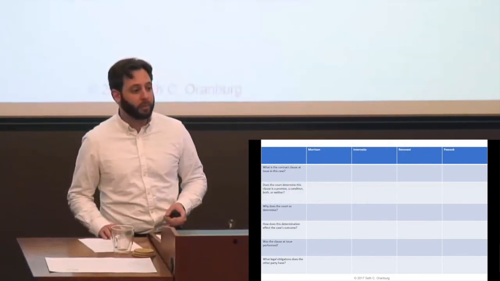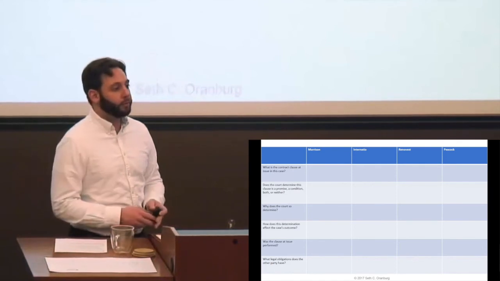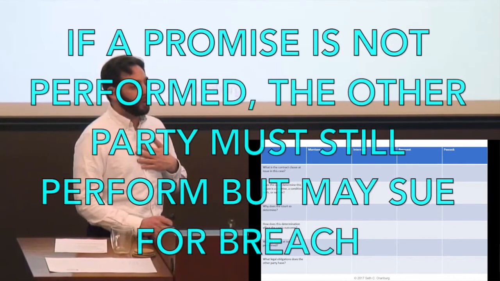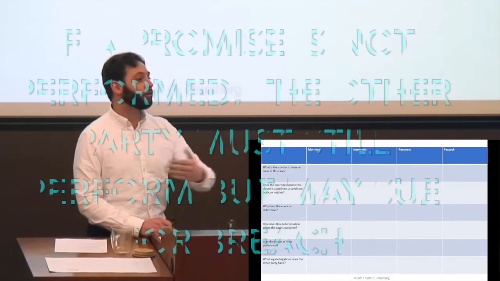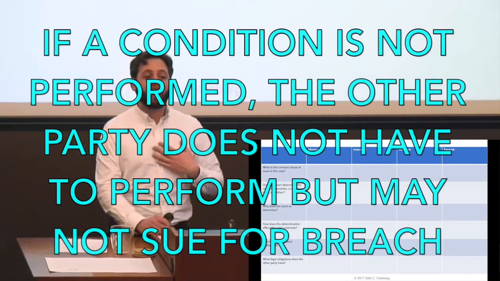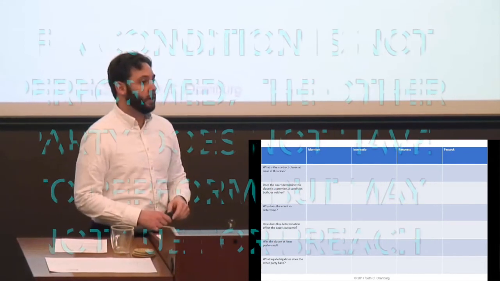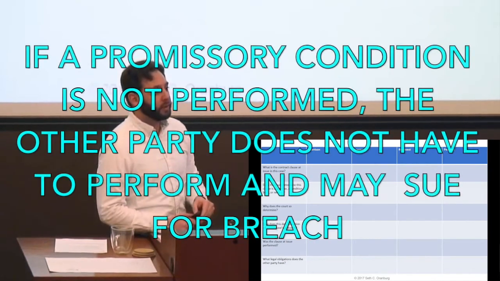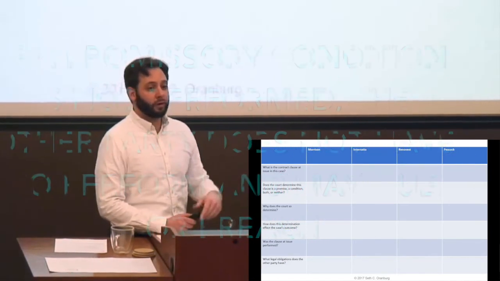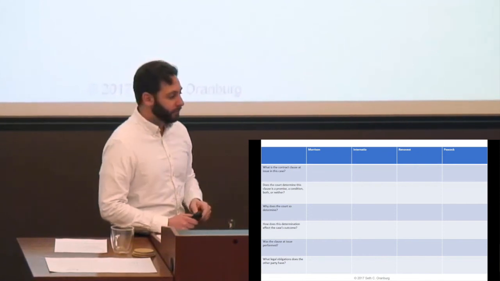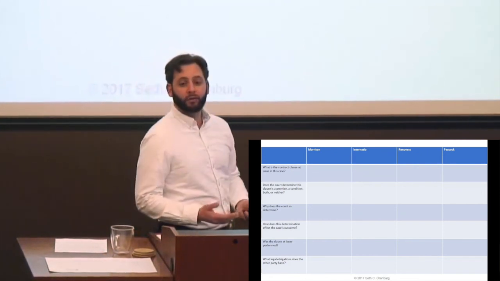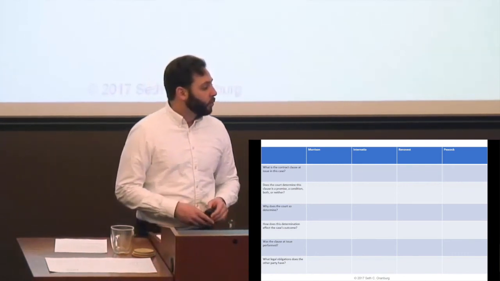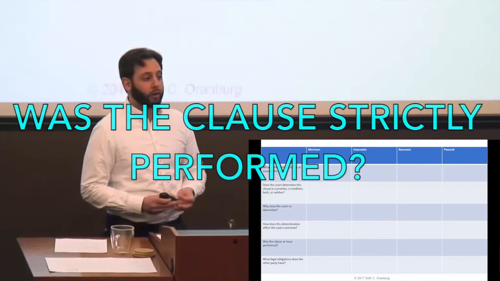Meaning, what are the consequences of it being a promise, a condition, or a conditional promise? If it's a promise, my failure to perform a promise does not excuse Madison, but she can sue me. If it's a condition, my failure to perform excuses Madison, but she can waive it, but she can't sue me. If it's a promissory condition, my failure to perform excuses her, and she can sue me. Of course, whether or not she's going to have a fruitful suit depends on whether or not there were any actual damages. Was the clause performed? Did it actually occur or not?